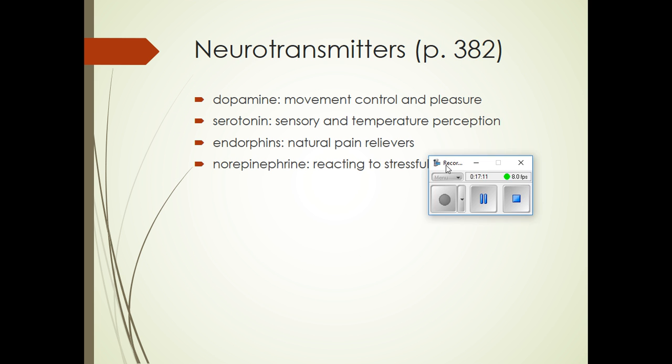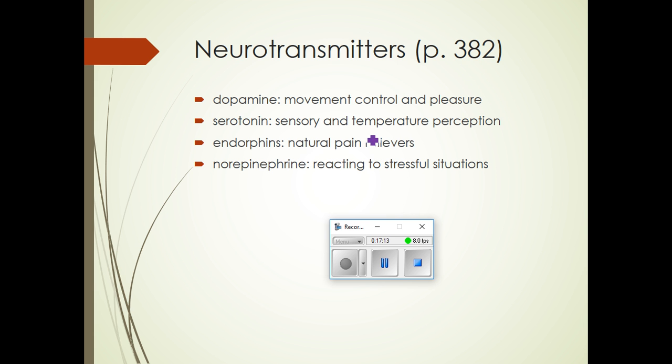There are other neurotransmitters. You can see some details on page 382. Dopamine is one you hear about a lot, especially when you're talking about illegal recreational drugs, because it is the neurotransmitter that not only controls movement, but also causes feelings of pleasure. Serotonin is another neurotransmitter. It has a lot to do with sensory and temperature perception. Endorphins are something you might have heard of. They are a type of neurotransmitter that cause pain relief. Your body produces these naturally.